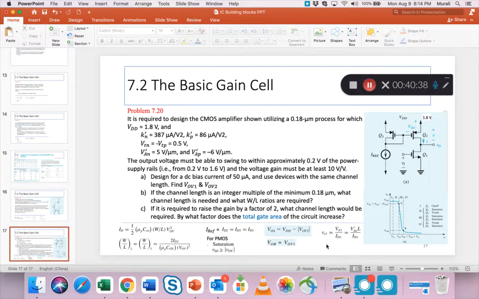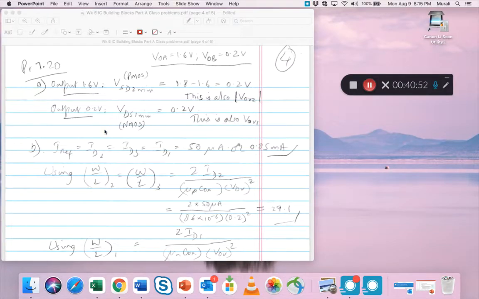Finally, we also need this information, these formulas, to find W by L ratios. Okay. All right, so let's see how to solve this. Assignment 20. So VOA, VOB is given, output 1.6 for the PMOS.